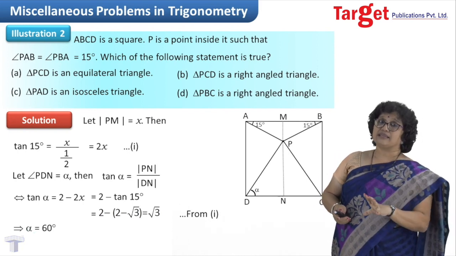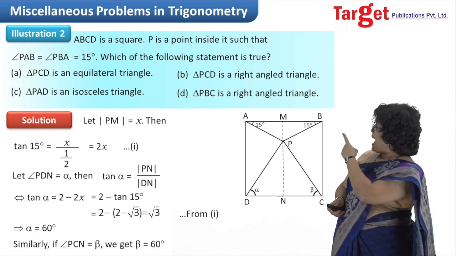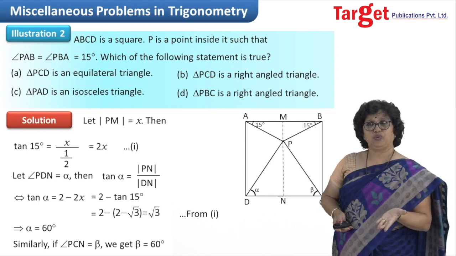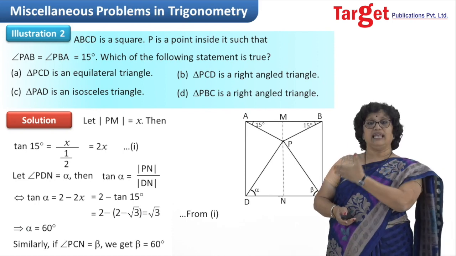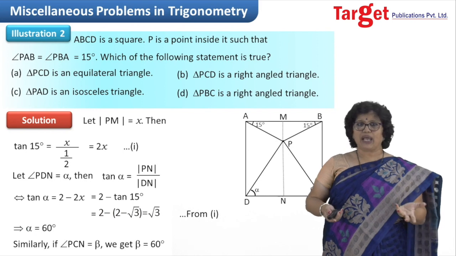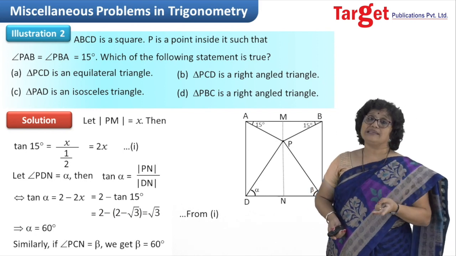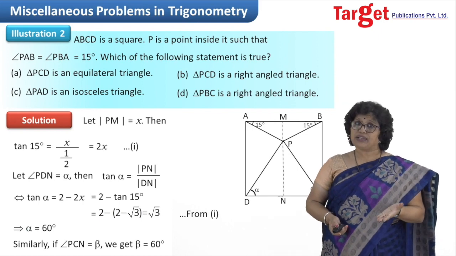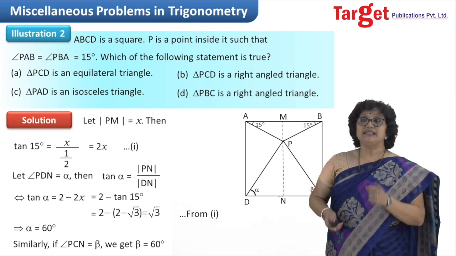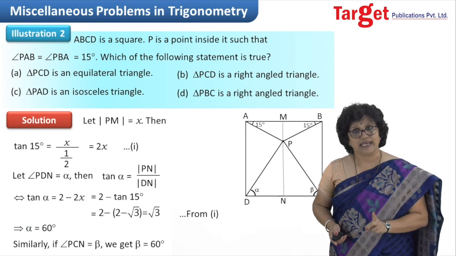Now a similar exercise you could have done from angle PCN also. If I name that as beta, then tan beta would again be root 3 and beta would have been 60 degrees. Now when two angles are 60 degrees, obviously the third angle of the triangle is also 60 degrees, and hence triangle PCD is an equilateral triangle.